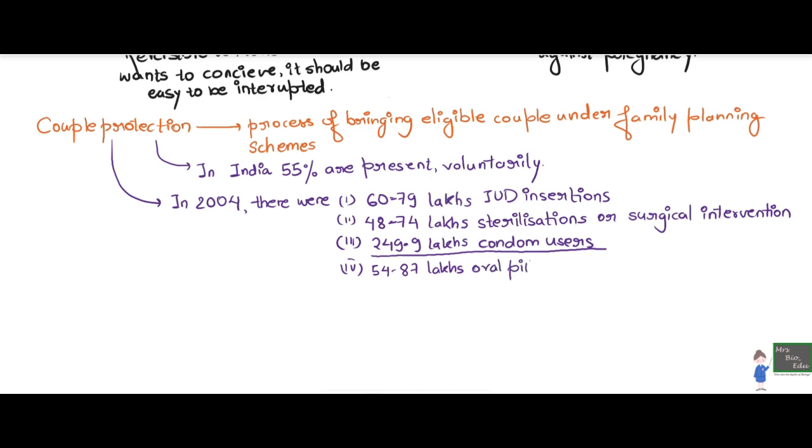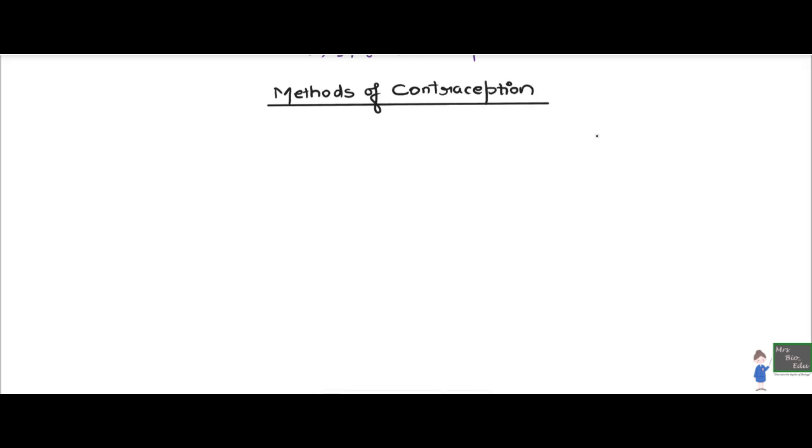Then obviously the most common method used today in India is condoms, with 249.9 lakh people, and 54 to 87 lakh are oral pill users. Oral pills are contraceptive pills taken by females for regulating their hormones or their menstrual cycle, and they also provide contraception at the same time.